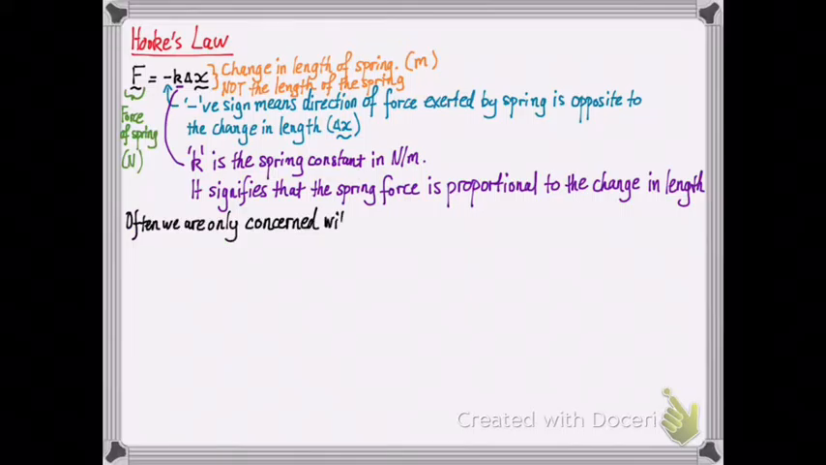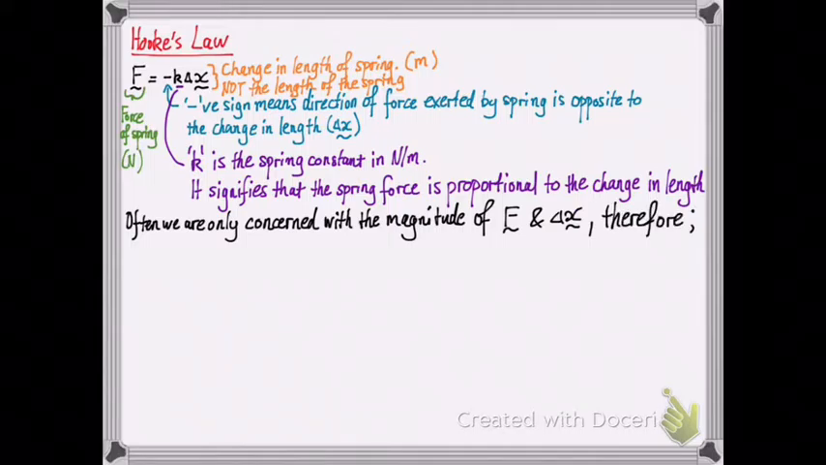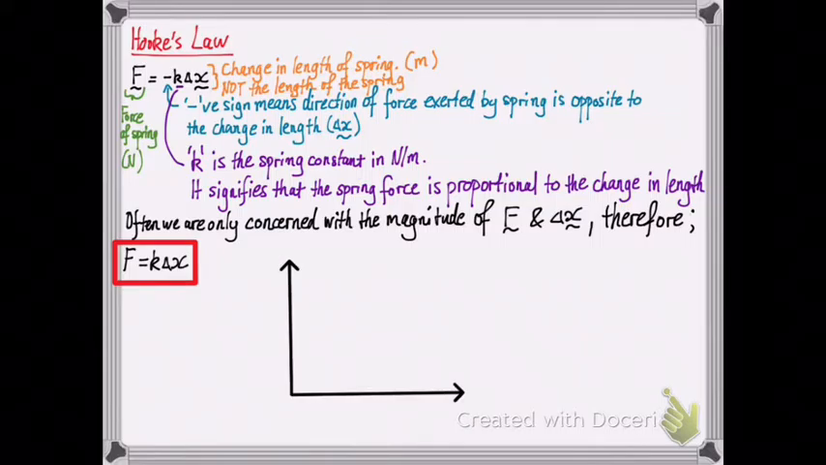Okay, so with all these vectors, sometimes it's a little bit confusing. So we're just concerned with the magnitude of our force and change in displacement. So more often than not, we're going to write our Hooke's law as just F equals k delta x. So if you want to present this on a graph where you have the magnitude of the force versus its magnitude of change in length, then we're just going to end up with a linear graph. And the gradient here is just going to be k.